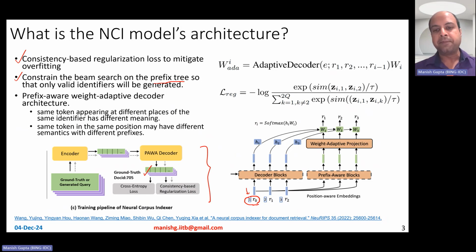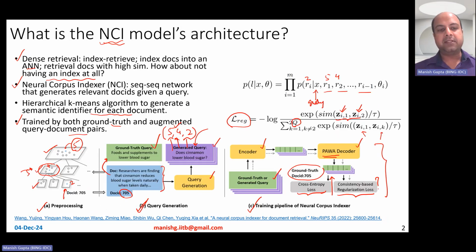So that's that. The idea is that the same token appearing at different places in the same identifier has different meaning. Different places, in the sense of different cluster levels, has different meaning. The other interesting part is that the same token in the same position may have different semantics with different prefixes. Let me tell you what this means.